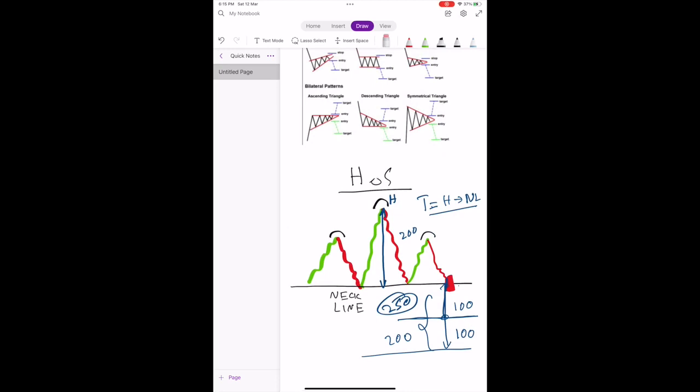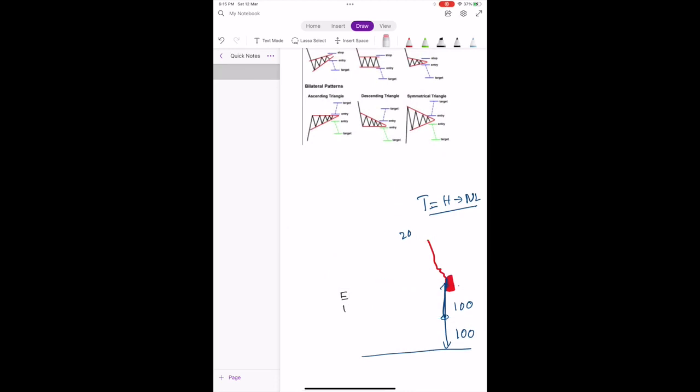The next we're going to see is again a reversal pattern, but from bearish to bullish. What we saw right now is bullish to bearish. The market was going up, we make a double top or a head and shoulder, then we reverse. That is bullish to bearish. Now we are going to see bearish to bullish. Sorry for the handwriting.